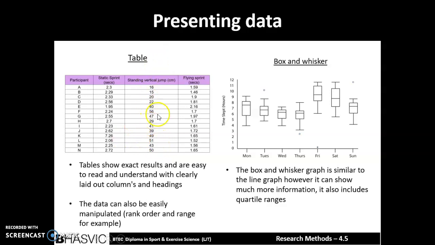It hasn't been rank ordered, sorry, but if it were to be rank ordered, it makes it more clear to see for people that are looking at the study. However, it is not as visually easy to view as, say, a bar chart or a box and whisker graph, which is to the right of the table, which visually shows you straight away how different each score is from each other. It is easier to identify the difference, whereas in a table, you would have to know what you're looking for.